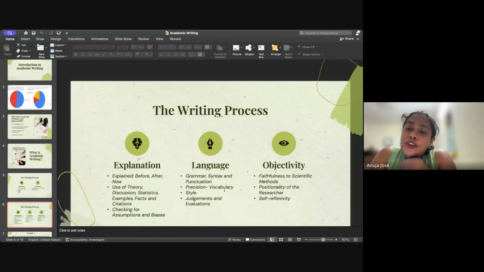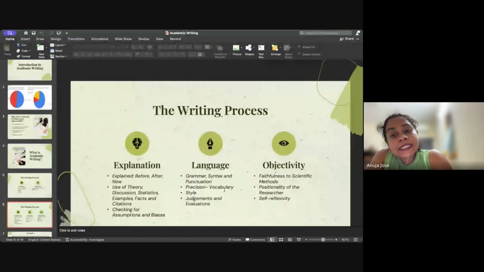So I would say that if you're very, very faithful to the scientific method, if you're honest as a scholar, and if you actually interview these people and you know what their emotions are, you wouldn't be confounded. There would naturally be no discrepancies in your paper. So that is why I'm saying that faithfulness to scientific methods should be a part of objectivity, and that is one way in which you can achieve objectivity through your writing. The next thing is positionality of the researcher.